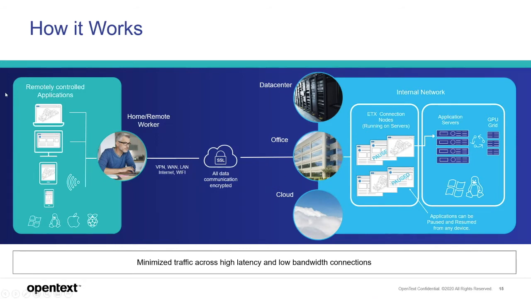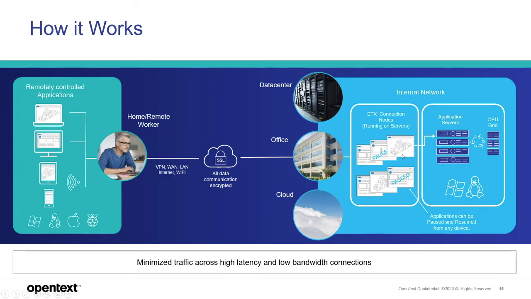You have on the left side the clients, laptops with Windows, macOS, and iPadOS, as I mentioned. And the remote worker uses a network connection to a data center, to an office, to the cloud, or any combination of those. And the ETX server and connection nodes basically take the screen contents, compress the screen contents, encrypt the screen contents. So compressed and encrypted screen contents are being sent to the client. And we are really very good in making that very, very fast.